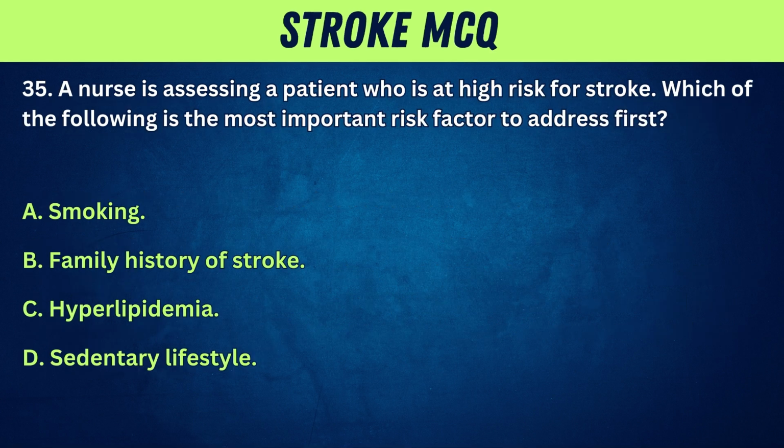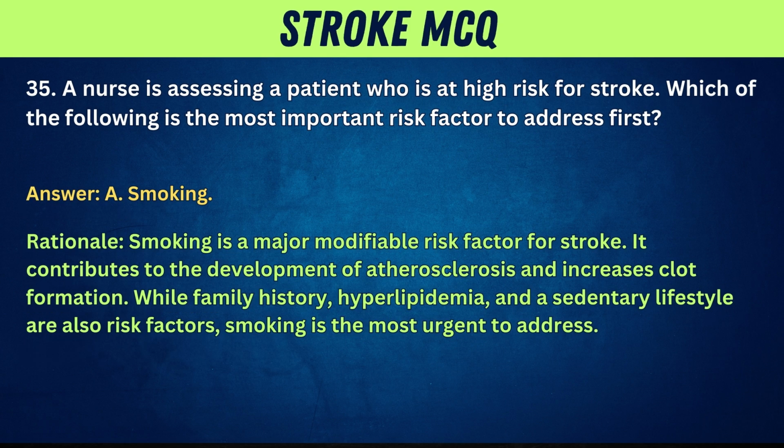35. A nurse is assessing a patient who is at high risk for stroke. Which of the following is the most important risk factor to address first? A. Smoking. B. Family history of stroke. C. Hyperlipidemia. D. Sedentary lifestyle. Answer: A. Smoking. Rationale: smoking is a major modifiable risk factor for stroke. It contributes to the development of atherosclerosis and increases clot formation. While family history, hyperlipidemia, and a sedentary lifestyle are also risk factors, smoking is the most urgent to address.